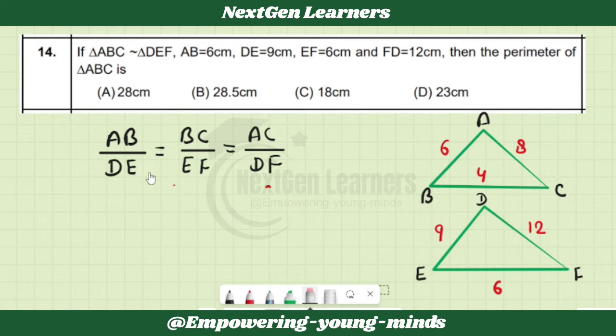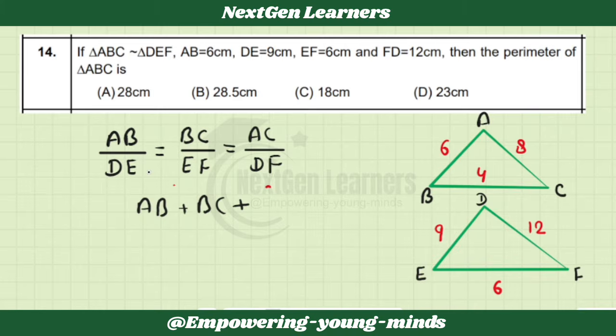So let's add the sides AB plus BC plus AC, and if I put all the values, AB is 6, BC is 4, and AC is 8, so I'll get my perimeter as 18 centimeter. Hence option C is the correct answer. Now let's move to the next question.